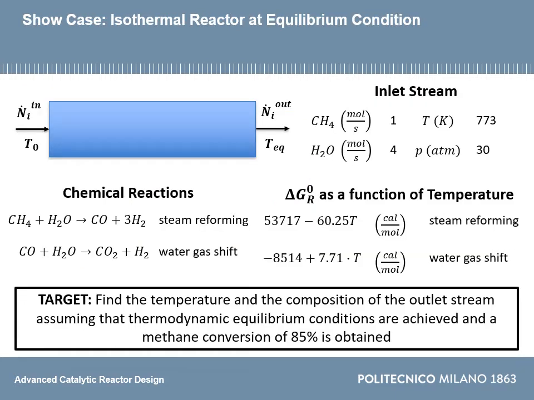In particular, we will solve an isothermal reactor at equilibrium conditions, to better understand the fsolve application in the context of chemical engineering. In our case, the inlet stream of the reactor is fully characterized, and the reported chemical reactions are sufficient to describe the thermodynamic equilibrium. The target of the problem is to calculate the composition and temperature of the outlet stream, considering that the thermodynamic equilibrium conditions are reached inside the reactor, and that an 85% conversion of methane must be ensured.